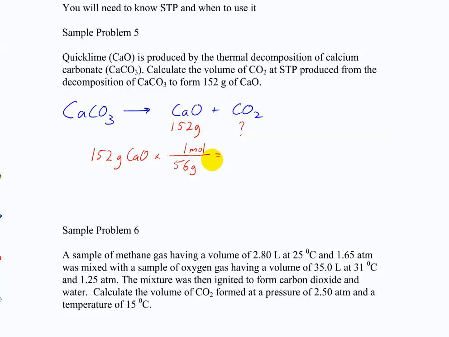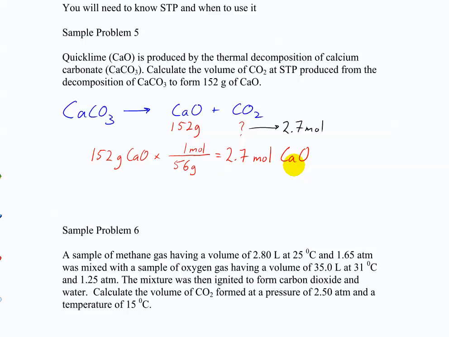Actually, I think I have this one here. And that is 2.7 moles, right? All right, 2.7 moles calcium oxide. Okay, so then how many moles of carbon dioxide do we produce? Same amount, right? It's 1 to 1 by the equation. So this question mark, so far, is 2.7 moles.